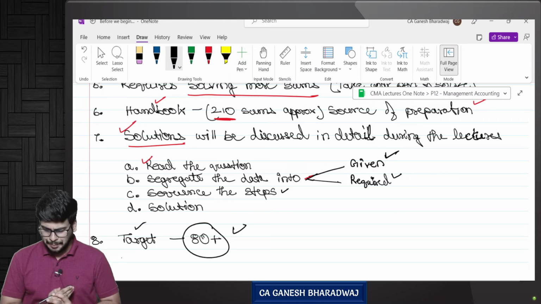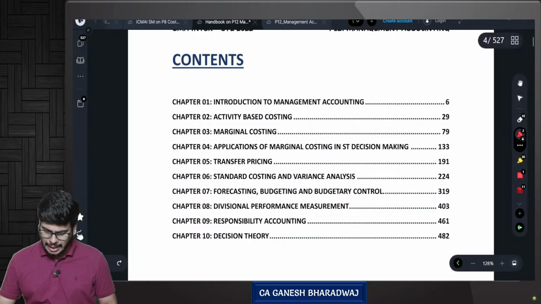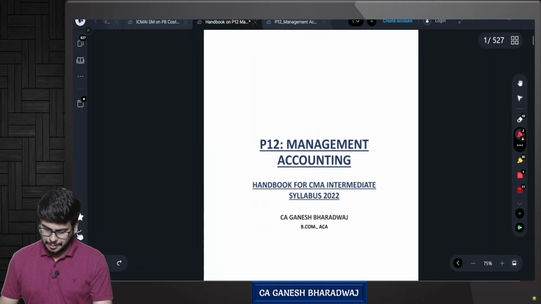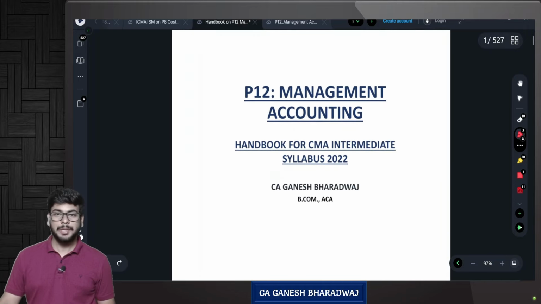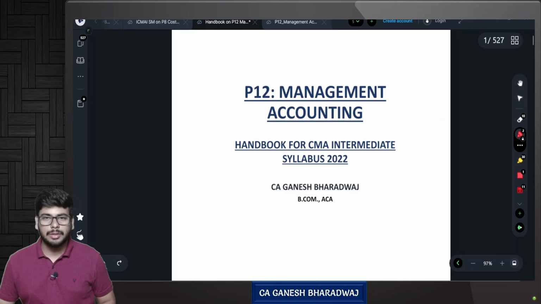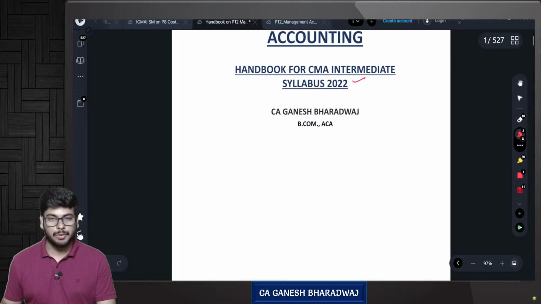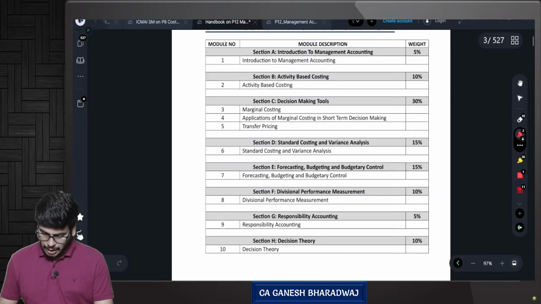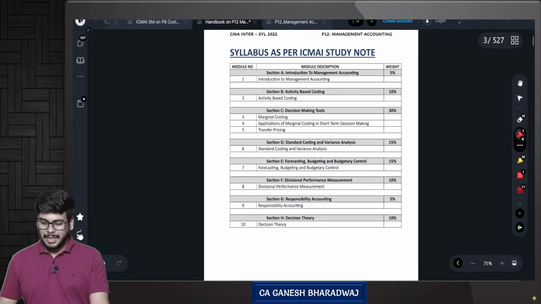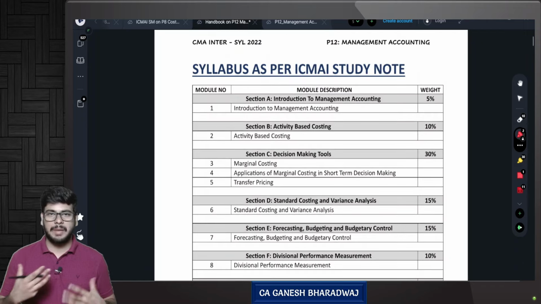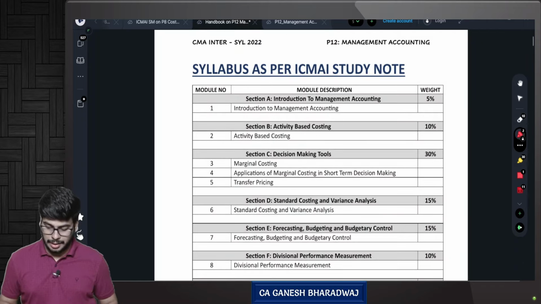Yes. Now let me walk you through the handbook that will be given to you in this particular subject, paper 12, management accounting. So you'll be getting this handbook for CMA intermediate, paper 12, management accounting, right? Now this is as per syllabus 2022, the latest syllabus. If you look at this, as per the CMA Institute study note, the study material of CMA Institute is called a study note.